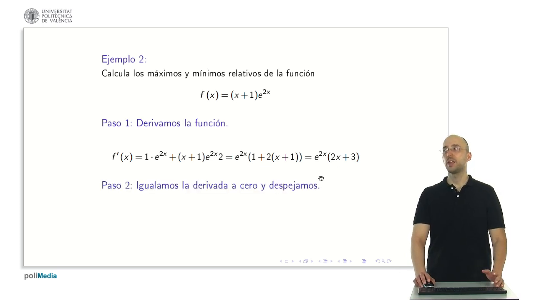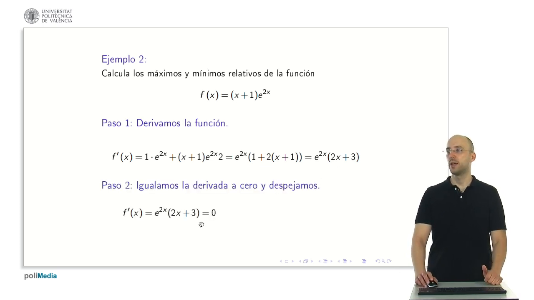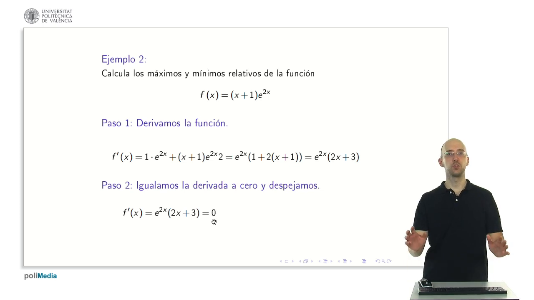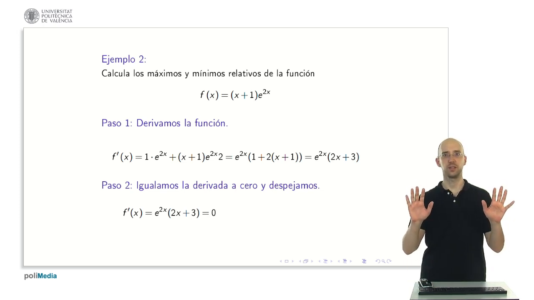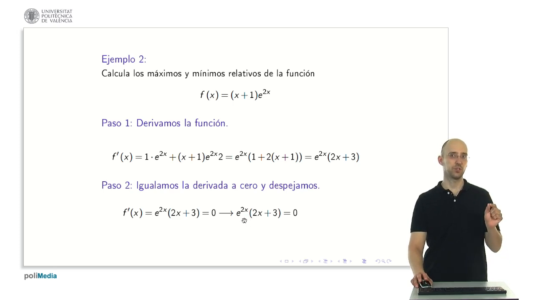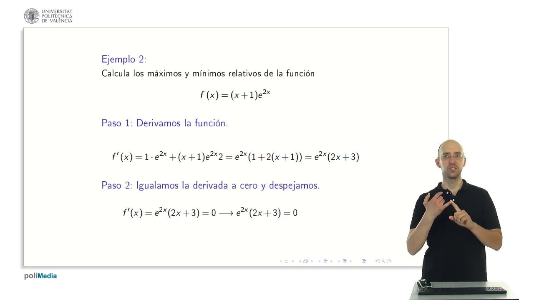What's the next step? We set the derivative equal to 0 and solve the equation. In other words, we consider this equation: e raised to 2x times 2x plus 3 equals 0. As we've consistently emphasized, when you multiply two terms to get 0, either one of them must be 0. However, in this case, e raised to 2x is an exponential term, and there are a couple of important properties to consider. First, exponentials never cancel out, and second, they are always positive.